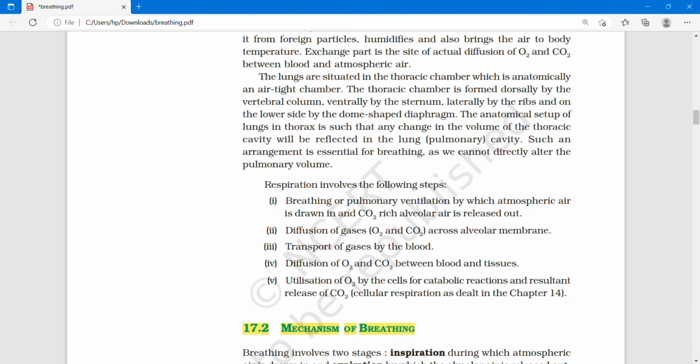Respiration involves the following steps. First step is breathing or pulmonary ventilation, by which atmospheric air is drawn in and CO2-rich alveolar air is released out. Second step is diffusion of O2 and CO2 across alveolar membrane. Third step is transport of gases by the blood. Fourth step is diffusion of O2 and CO2 between the blood and tissue. And the last one, fifth step is utilization of O2 by the cells for catabolic reactions and resultant release of CO2, that is cellular respiration, as dealt in chapter 14.